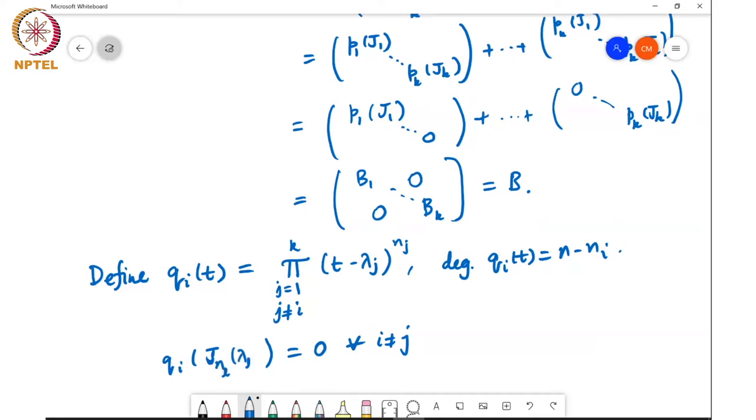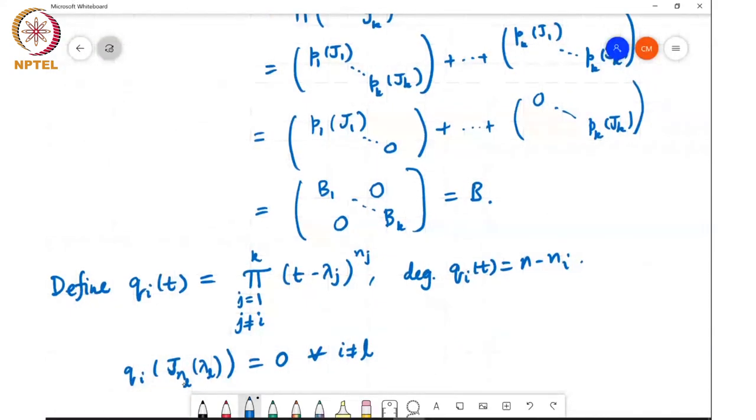and J_{n_l}(lambda_l) minus lambda_l times the identity is 0 for all i not equal to l. Okay, and now if I consider this thing, one of the terms here will be, I'm belaboring the point, but there is a lambda_l term, J_{n_l}(lambda_l) minus lambda_l times the identity matrix, and then I'm raising that to the power n_l. But this difference is just going to be that nilpotent matrix of size n_l cross n_l raised to the power n_l, and the nilpotent matrix, when you raise it to the power n_l, you will get the all zero matrix. And so this is always equal to zero.